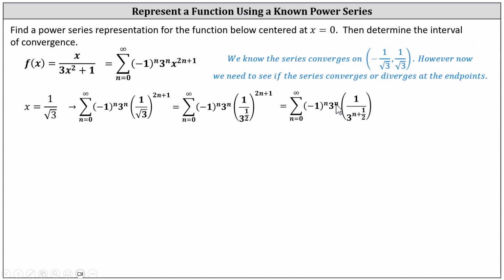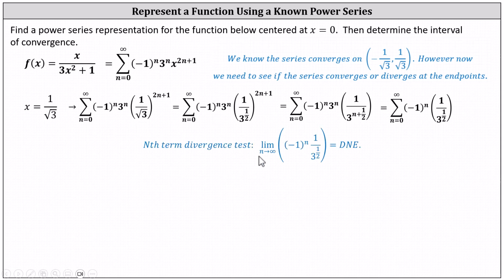And now we can simplify 3 to the power of n divided by 3 to the power of n plus 1/2. This simplifies to 3 to the power of 1/2 in the denominator. Analyzing the power series, it looks like it will diverge. Let's apply the nth term divergence test, which remember states if the limit as n approaches infinity of a sub n doesn't equal 0, then the series diverges.